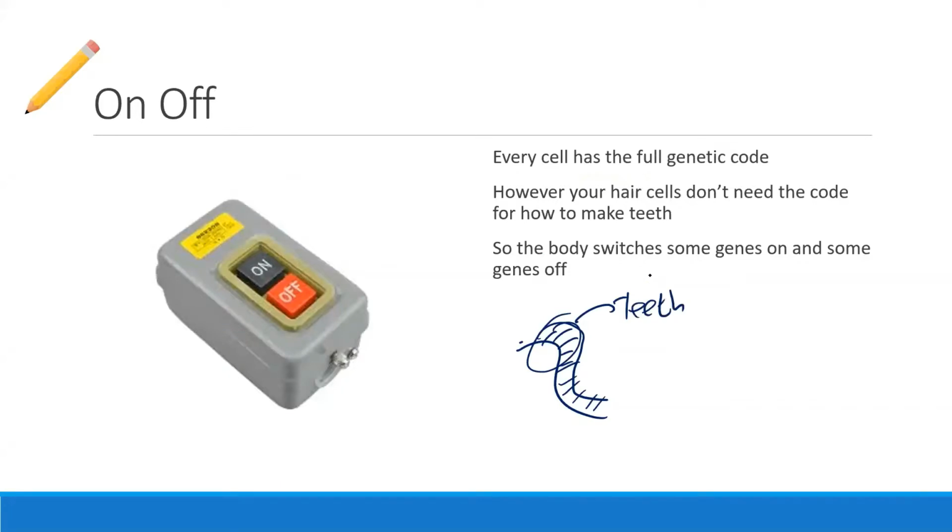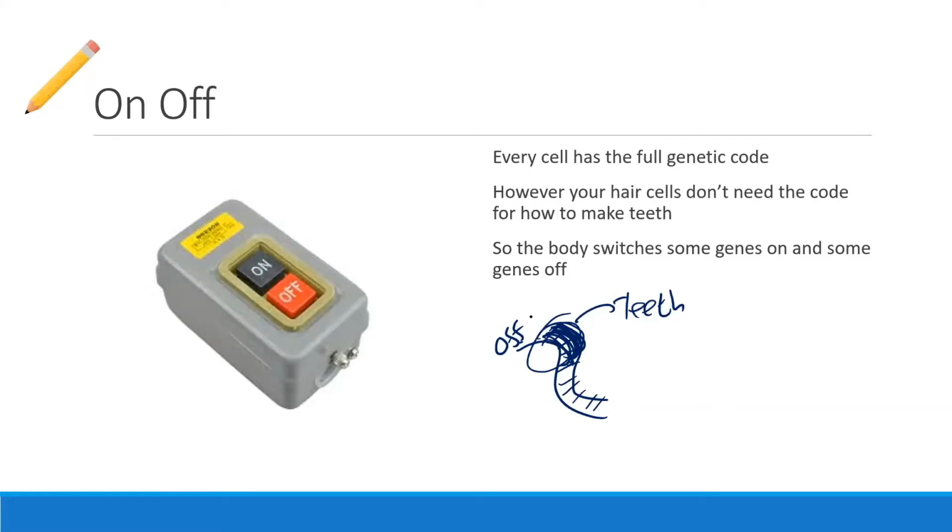Your DNA in your hair doesn't need to know how to make teeth. Your cells in your fingernails don't need to know how to make teeth. Your cells in your feet don't need to make teeth. The only cells that need to know how to make teeth are the cells in your gums. So what your body does is it switches off those genes. So ultimately what my cells do is they say, well, I'm not interested in making teeth, so I'm not going to read this part of the DNA. It's not useful to me.